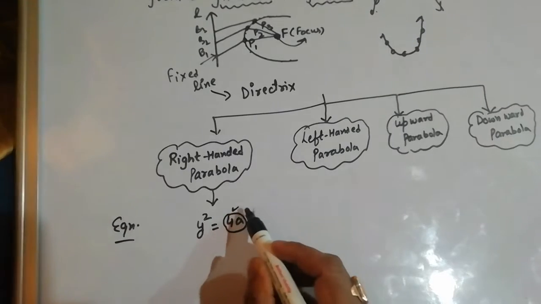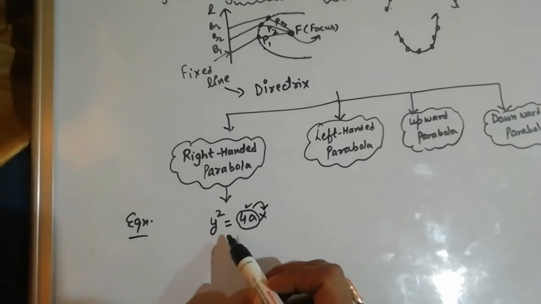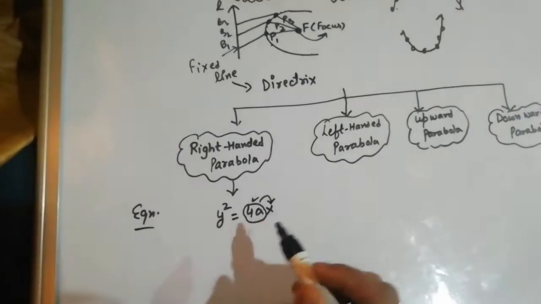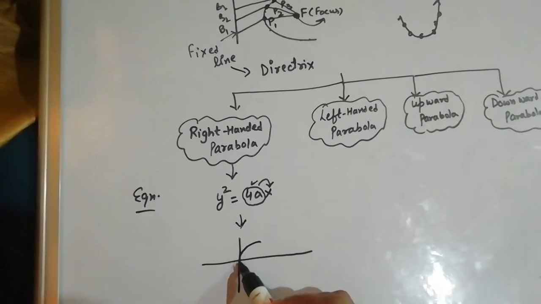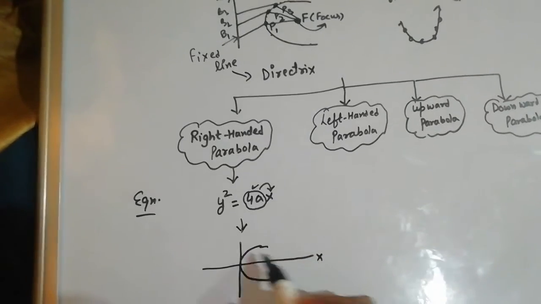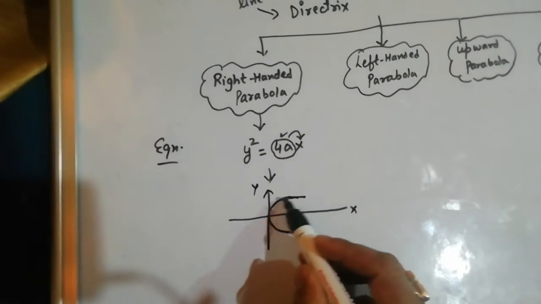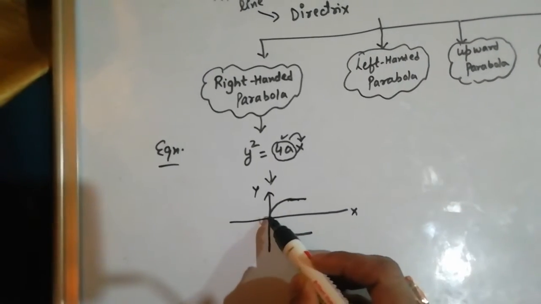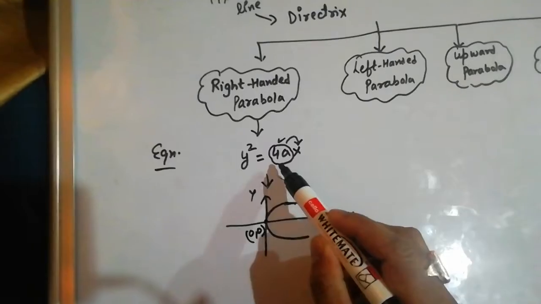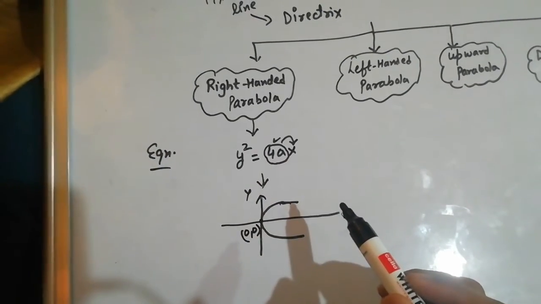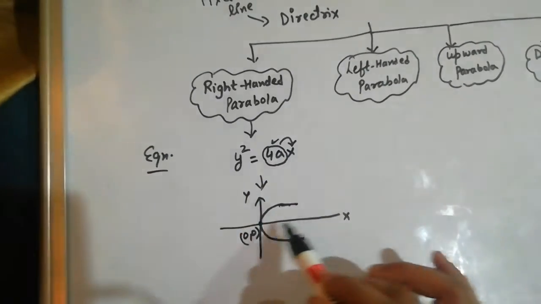If 4a is multiplying with positive x, then it means the equation of the parabola is along the positive x-axis. So here this is a right-handed parabola. This is your y square equal to 4ax. If this is your x-axis and this is your y-axis, then this curve is your right-handed parabola, and here the vertex is at the origin (0, 0). Remember, here we always consider the vertex as (0, 0). This parabola is along the x-axis.